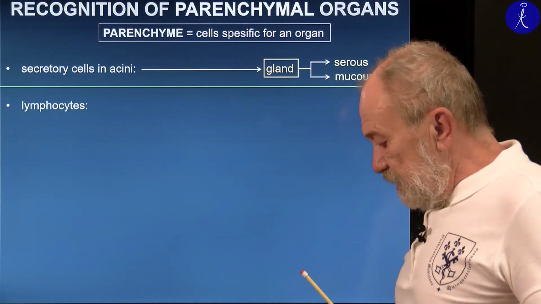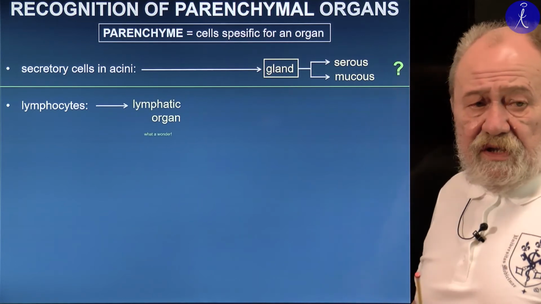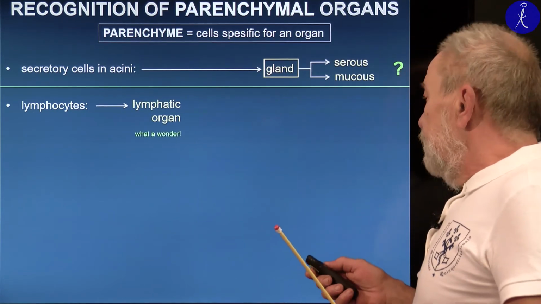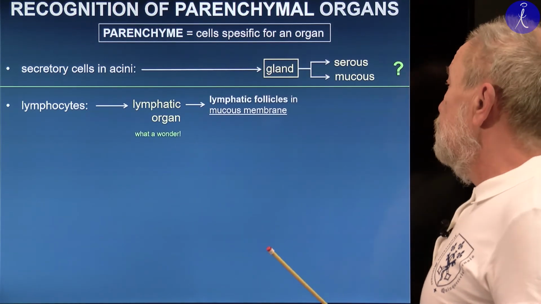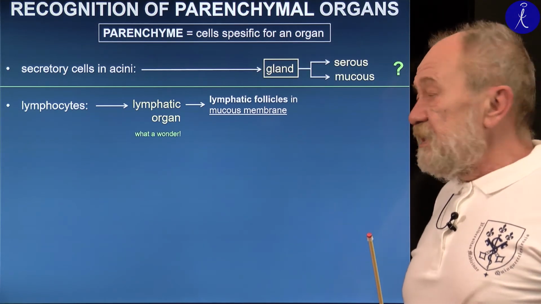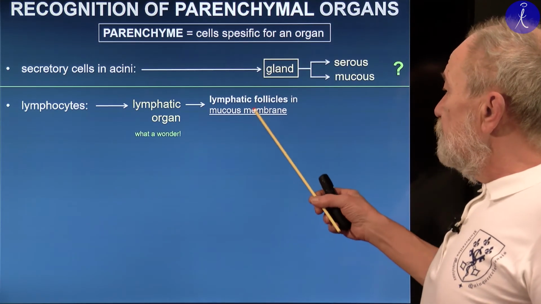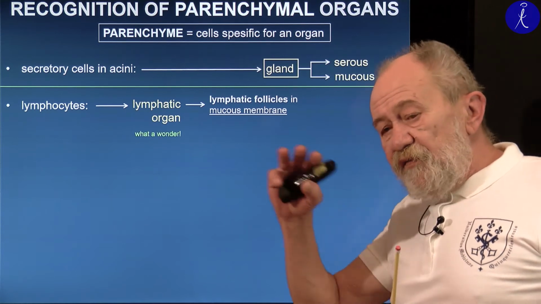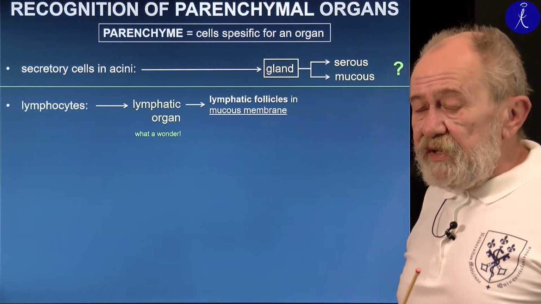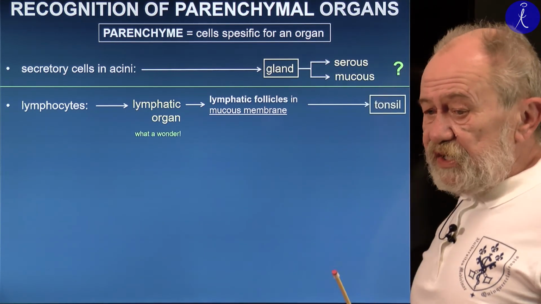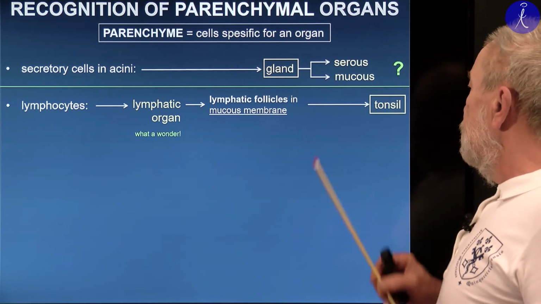If lymphocytes, then what a wonder, a lymphatic organ you should look at, and you should differentiate between them. If there are aggregated lymphatic follicles in the mucous membrane covered by epithelium, this is the same, then it is the tonsil, the definition of the tonsil has arrived.